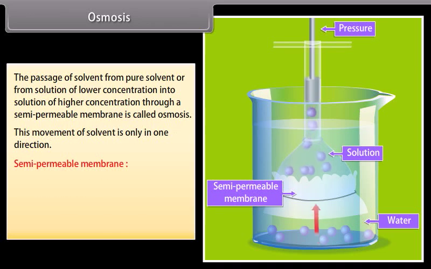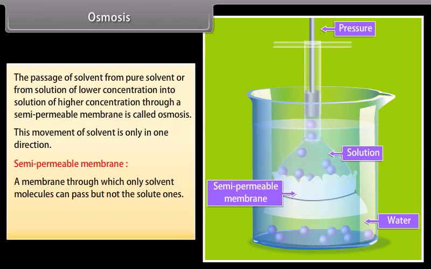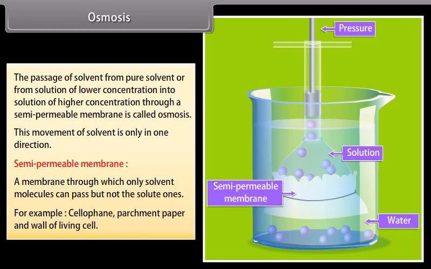Semi-permeable membrane. A membrane through which only solvent molecules can pass, but not the solute ones. For example, cellophane, parchment paper, and wall of living cell.